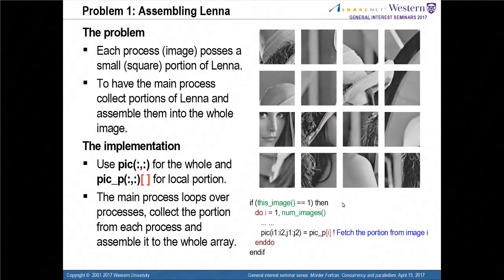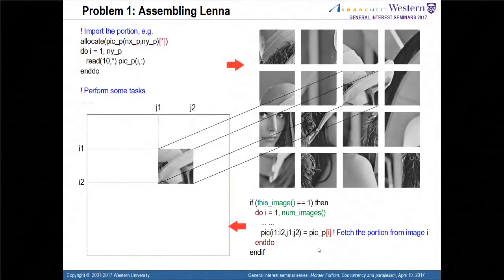I'm fetching the portion from process i or image i, which could be just this small square. I'm fetching this little square and putting it into the corresponding location in my whole picture array pic. And here it gives a little bit more code.